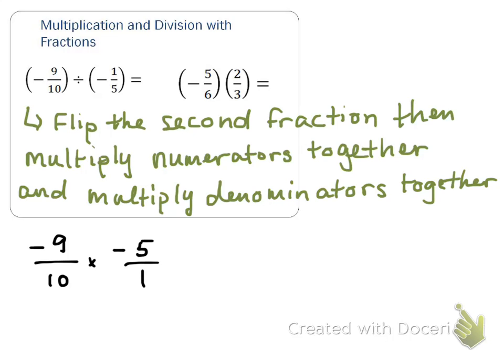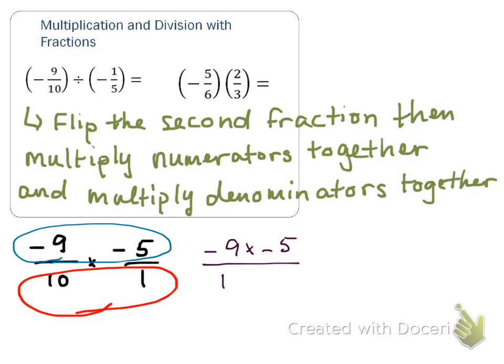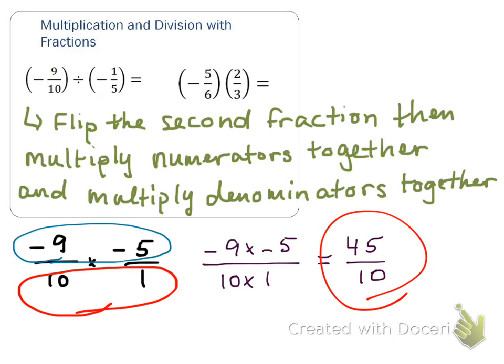So we have negative 9 over 10, then we need to flip that. So we have negative 5 over 1, multiply the tops together, multiply the bottoms. Negative 9 times negative 5 is 45. 10 times 1 is 10, so you get the answer of 45 over 10.